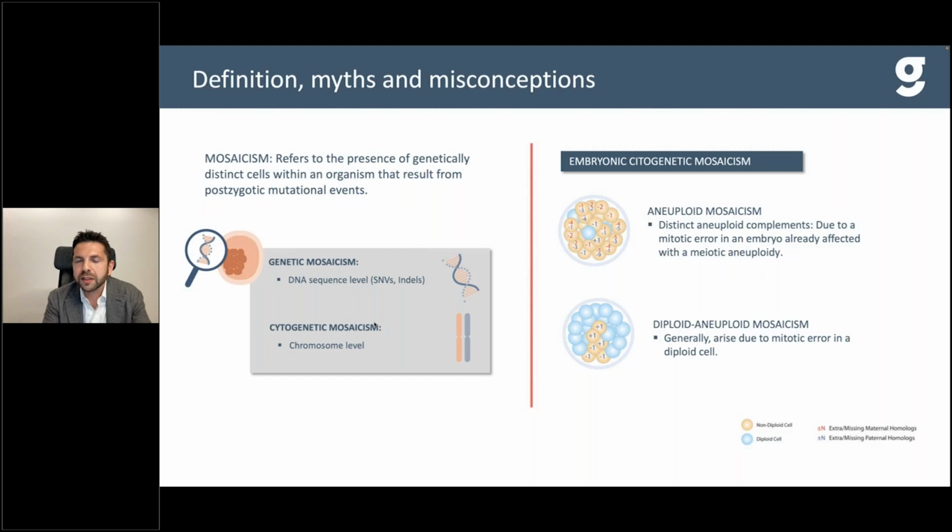Further to that, we also have different types of cytogenetic mosaicism. One is aneuploid mosaicism, where all the cells are abnormal. They can be so because there is a mitotic aneuploidy on top of a meiotic one. In this case, it doesn't pose that many challenges for diagnosis, because in any case all cells are abnormal. The one that concerns us the most is diploid-aneuploid mosaicism, which is a mix of normal euploid cells and abnormal cells.